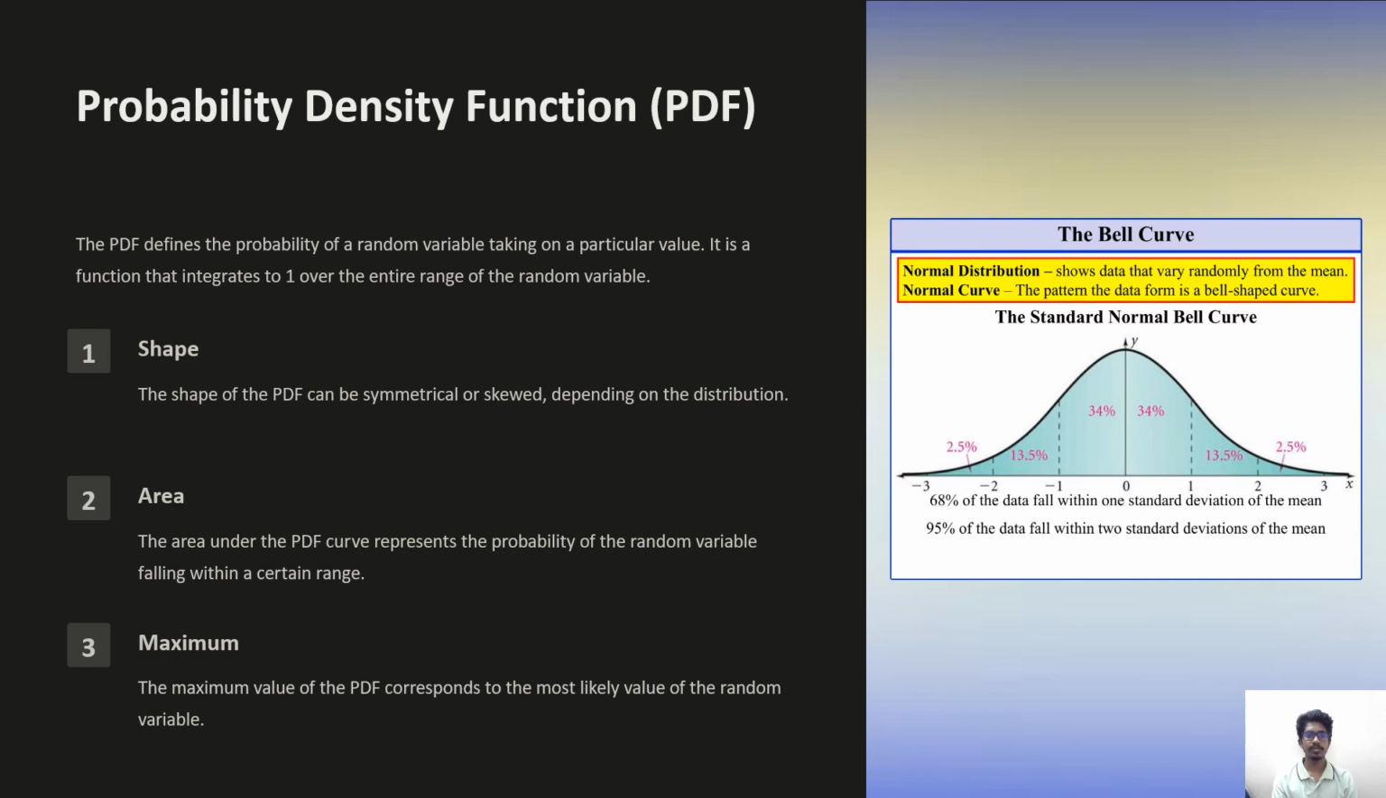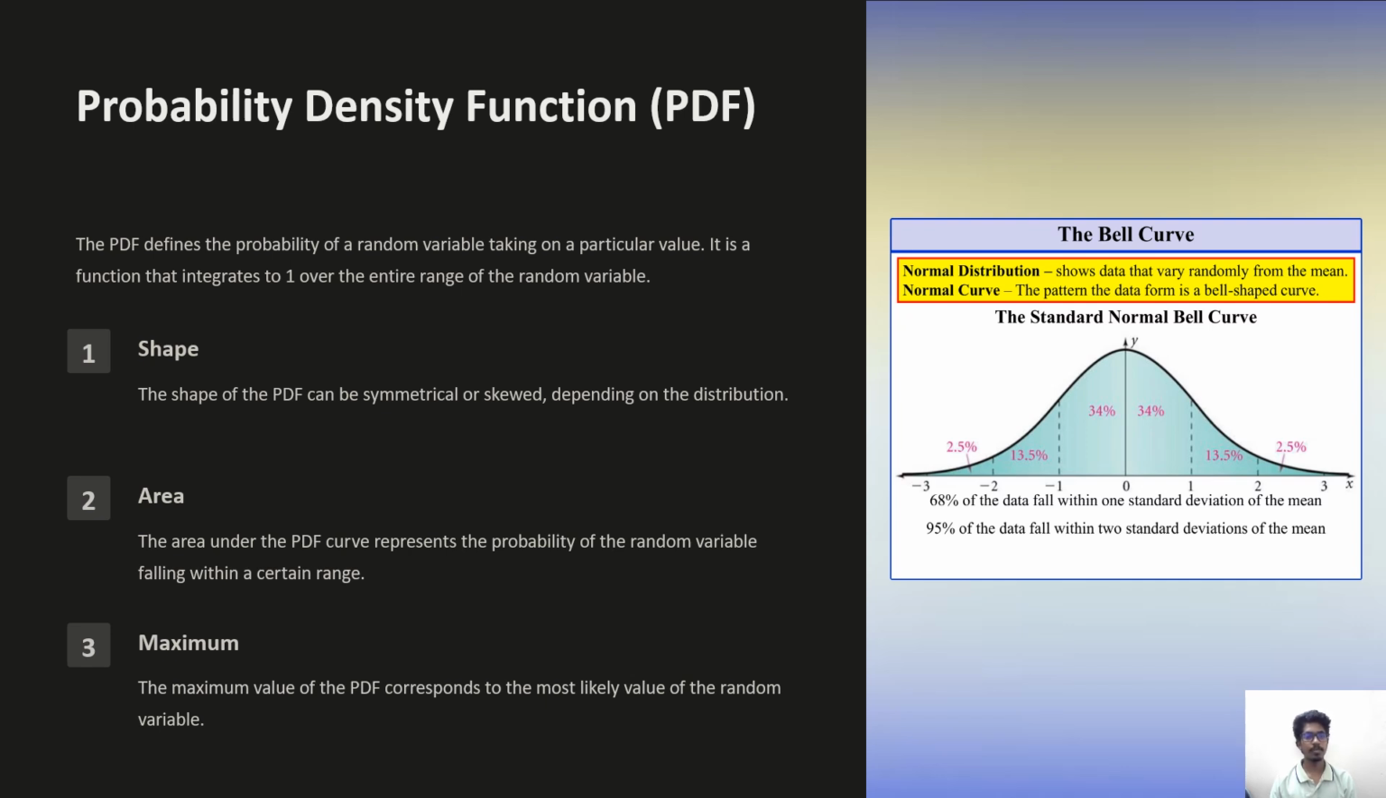Probability density function, which is also known as PDF. The PDF defines the probability of a random variable taking on a particular value. It is a function that integrates to 1 over the entire range of the random variable, which also has three aspects, that is, shape, area, and maximum.